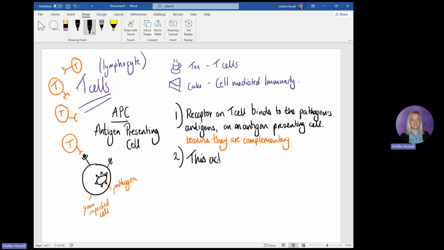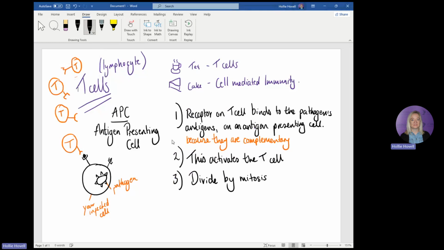Now, you might remember with the B cell, it had to be also activated by a T helper cell. T helper cells aren't needed to activate T cells. They can just be activated on their own. Okay, so this activates the T cell. And then it was going to do the same as before. It's going to divide by mitosis.